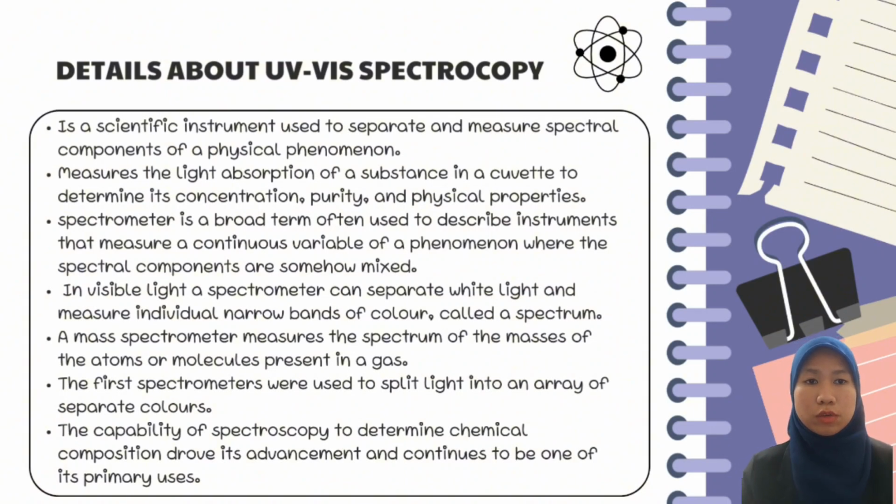The first spectrophotometers were used to split light into an array of separate colors. Lastly, the capability of spectroscopy to determine chemical composition drove its advancement and continues to be one of its primary uses.